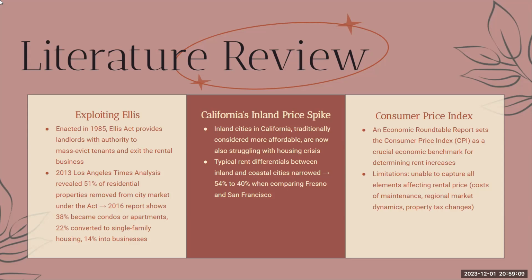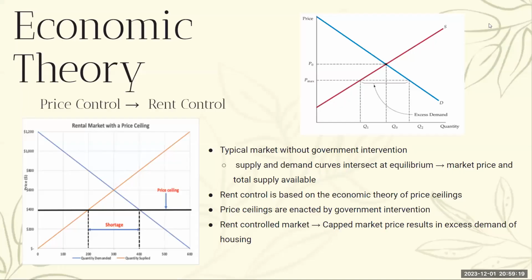Despite those weaknesses, the CPI is a good general reference point for landlords and policymakers to align rent adjustments with broader economic trends. Moving on to our economic theory. For our economic theory, we decided to take a look into price control. But what are price controls and how are they related to rent control, and who decides when it is needed?